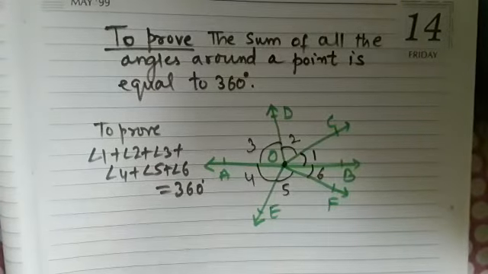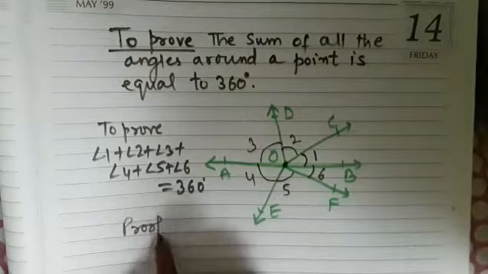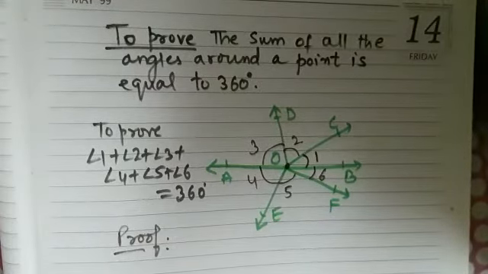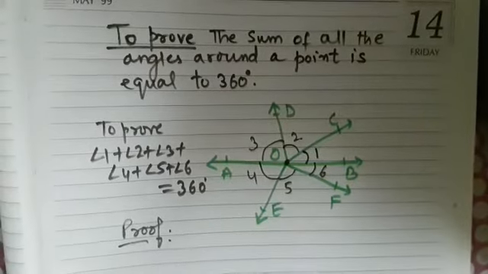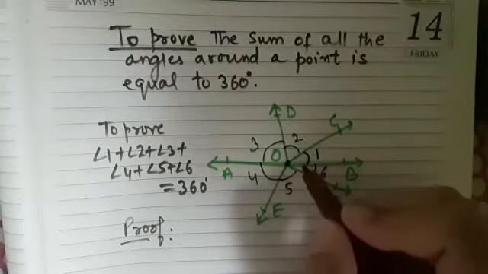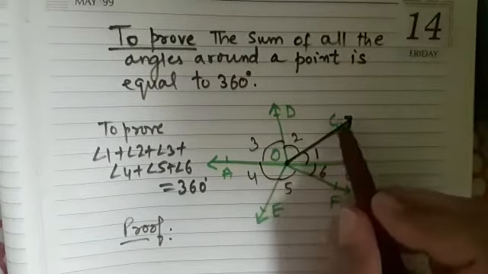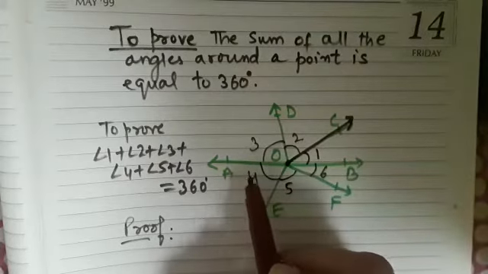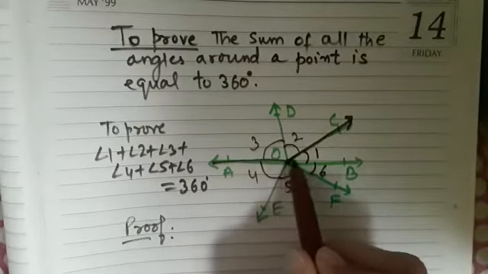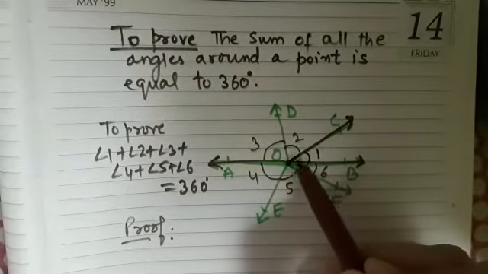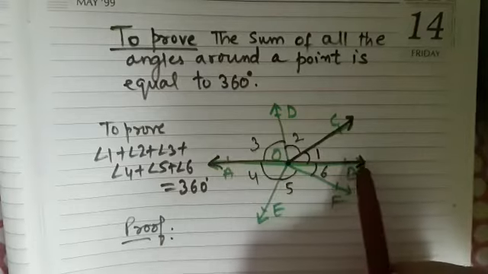For doing this, what we will be using is an important geometrical result, and that result is the linear pair axiom. Do you remember that? Yes. So here we observe the ray OC. You just look at this, the ray OC stands on the line AB. We are starting with this. The ray OC stands on the line AB.